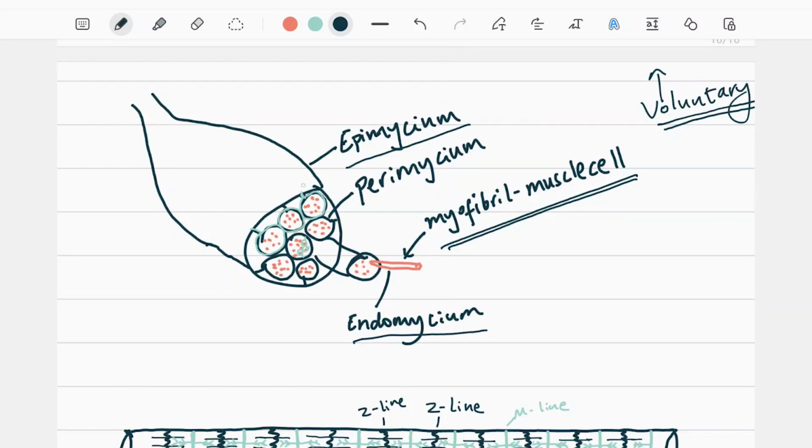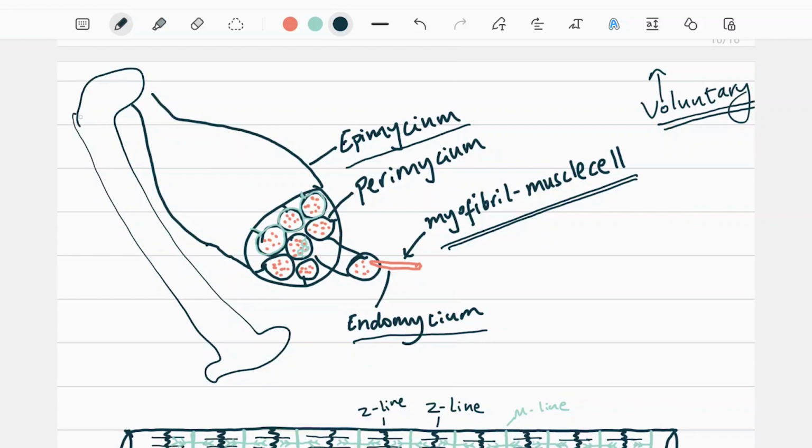Here I've drawn a cross section of a muscle. So this is the muscle belly. Imagine that it's stuck to this bone, and I've just taken this muscle and made a transverse section of it over here. The outside of the muscle is covered by a connective tissue layer called epimysium, and under that there's another layer of connective tissue called perimysium, and then you have the endomysium. This is the innermost type of connective tissue.